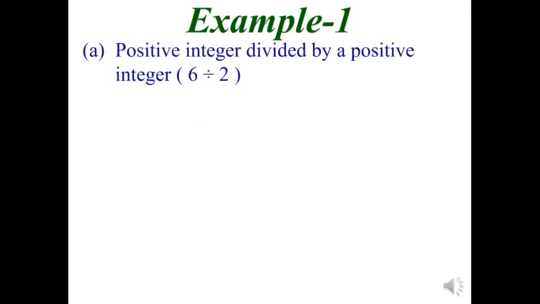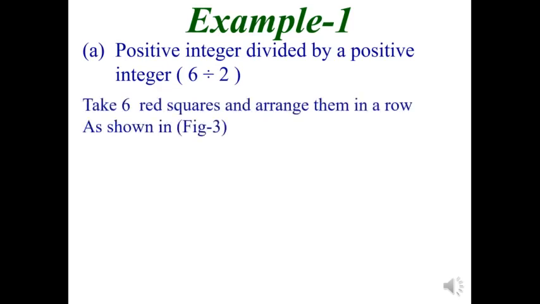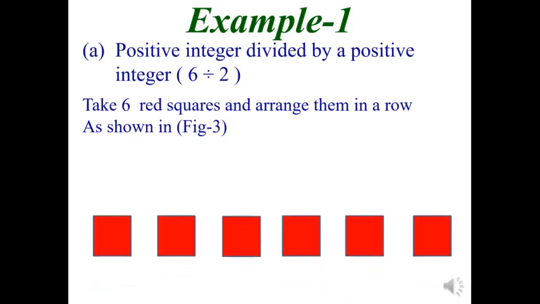Then example 1. First, let us divide a positive integer by another positive integer. For example, 6 divided by 2. Here 6 and 2 both are positive. So take 6 red squares, because one red square represents plus 1. Arrange them in a row as shown in figure 3.